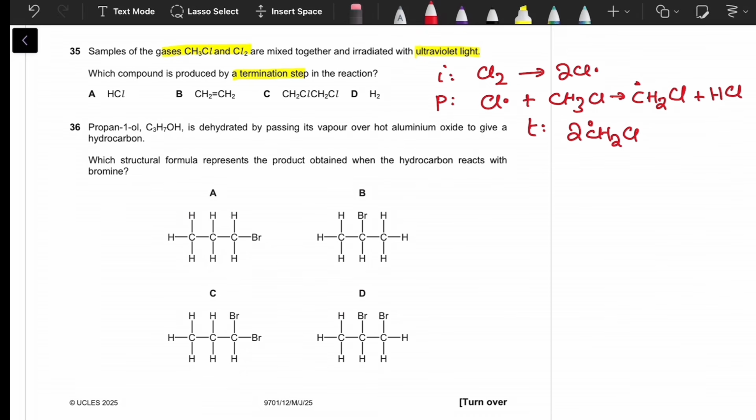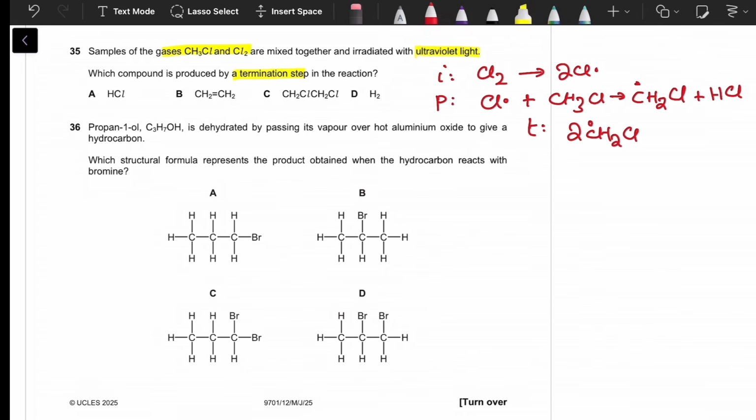So here I've set out the initiation: the chlorine initially breaking down to form two free chlorine radicals. Then propagation is when a non-radical and a free radical combine to form a non-radical and a free radical. And in the termination step, of course, the free radicals can then join to form a single non-radical product.